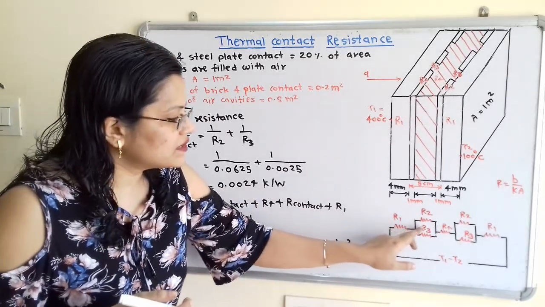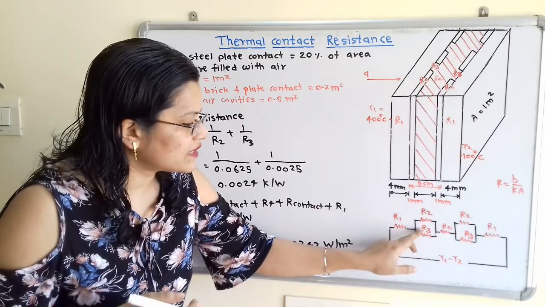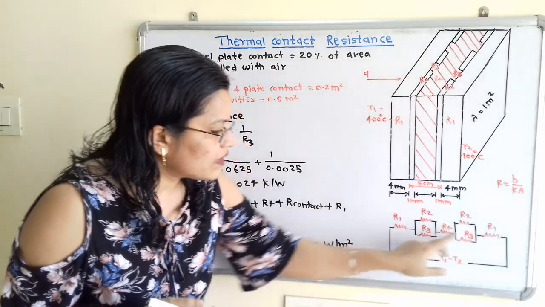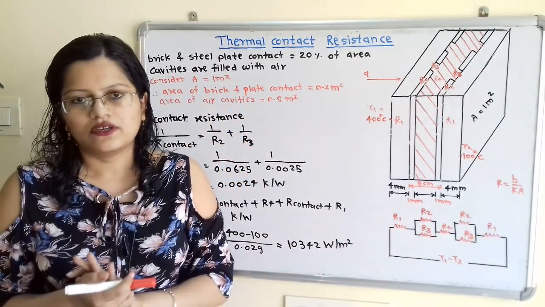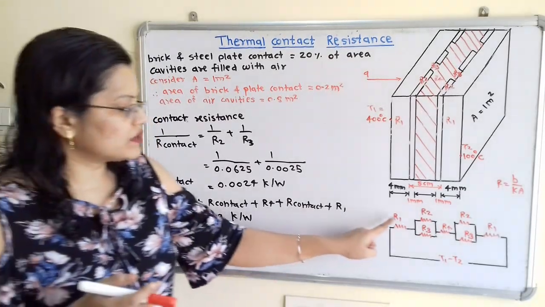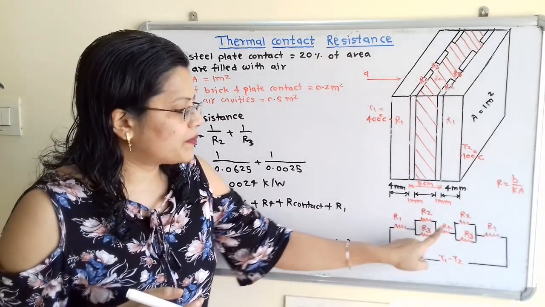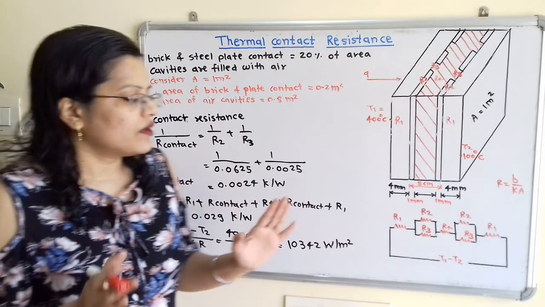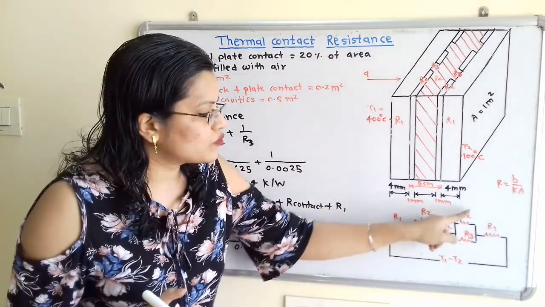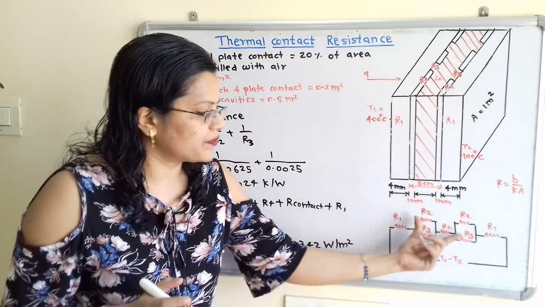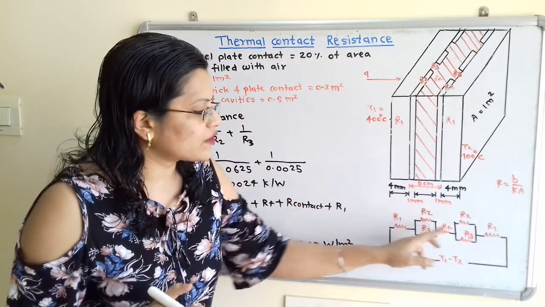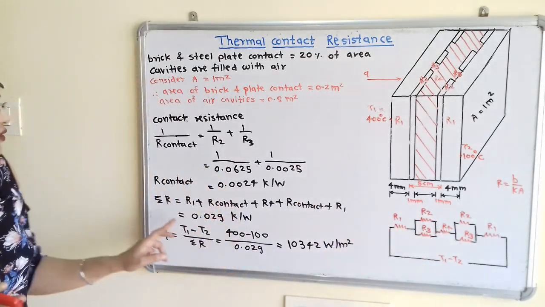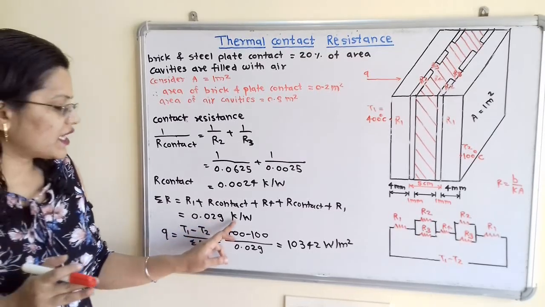If we observe this, if we solve this loop, then this R contact, R1, R4 and again R contact and R1 are all in series. So we will take the summation of R is equal to R1 plus R contact plus R4 plus R contact plus R1. Here it is not necessary to solve this loop again, because R2 and R3 are both the same. So we just take this R contact 2 times because the same values are repeated. So what is the answer? That is 0.029 Kelvin per watt.